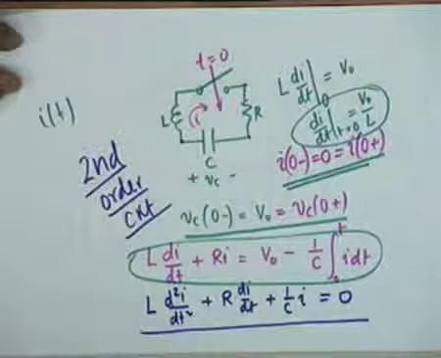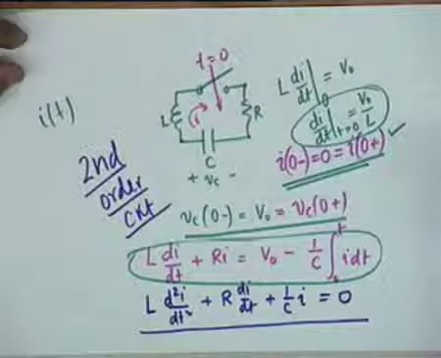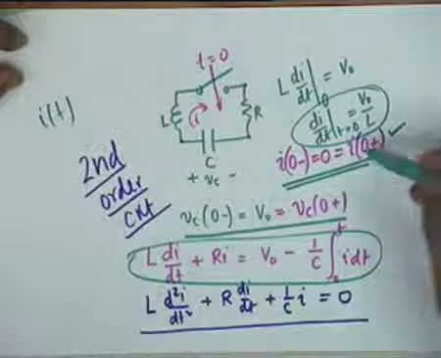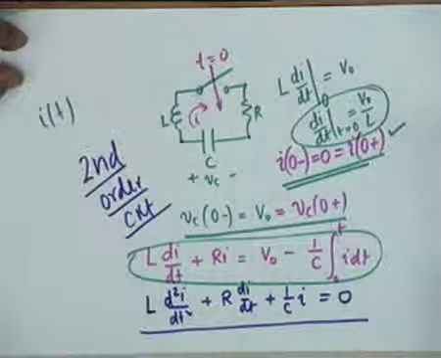Why not? Because I of 0 is 0. So there is no drop in the resistance. Are these two initial conditions clear? Can we go ahead to the solution of the circuit?